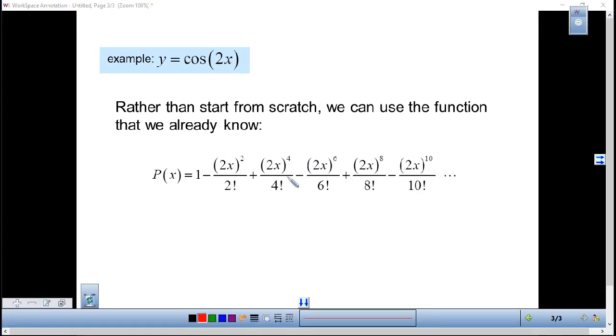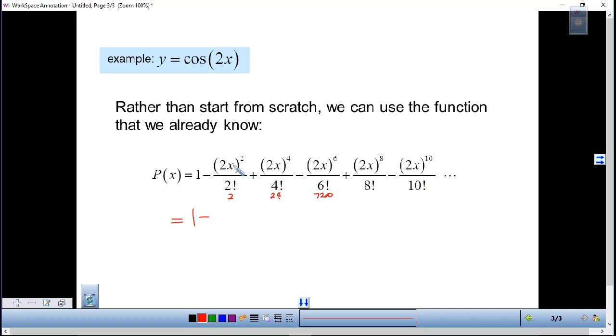Now, most of the time you're going to be able to leave it just like this. They're not going to ask you to do any more. But if you needed to, this P of x is going to equal 1 minus... 2 factorial, remember, is 2. 4 factorial is 24. 6 factorial is 24 times 5, which is 120, and 120 times 6 gives you 720. And 8 factorial and 10 factorial you can grab a calculator for.